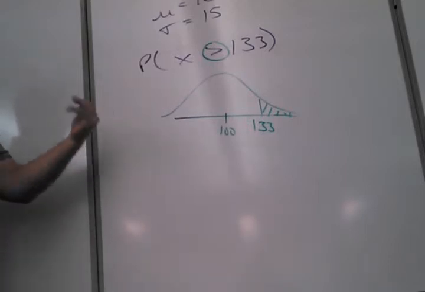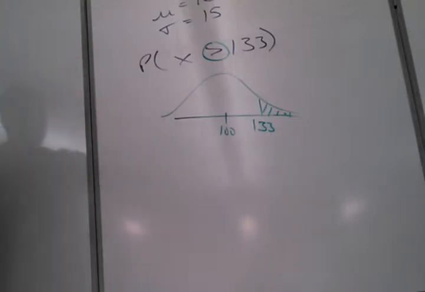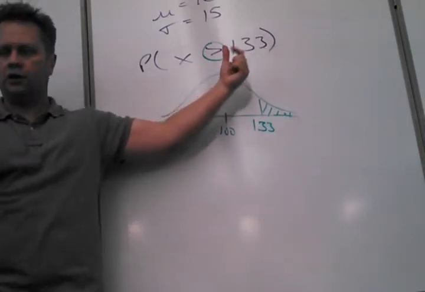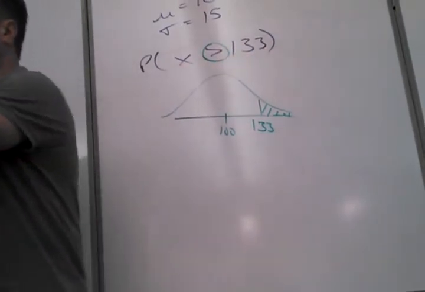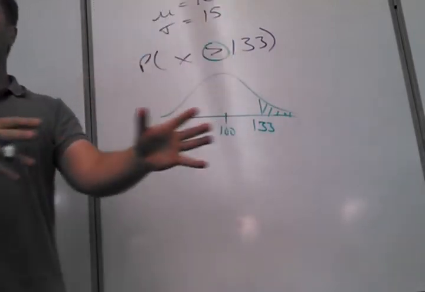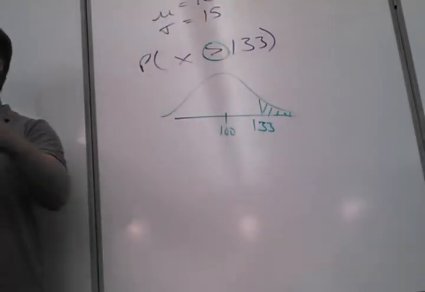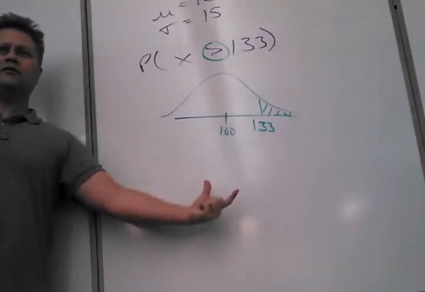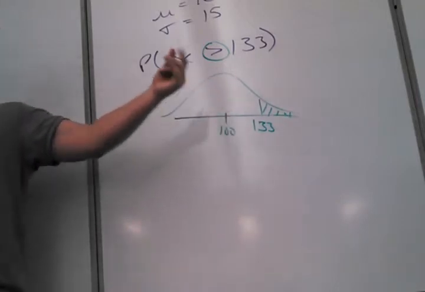Trust me. My old stats teacher would make us draw two of these for every problem. He'd make us draw one for what's called the raw scores, which are the IQ scores, or the shoe sizes, or the goat ages, or whatever. The raw score from the real world, and then another picture for the z-score. But would those look different? No, they're going to look exactly the same.